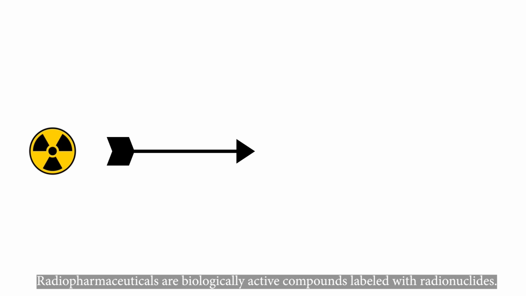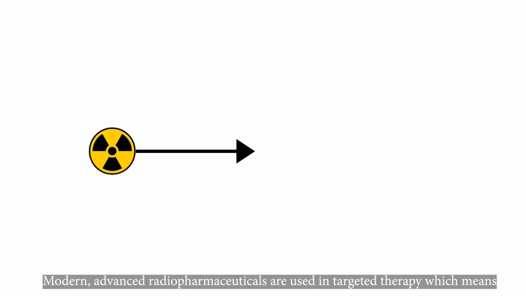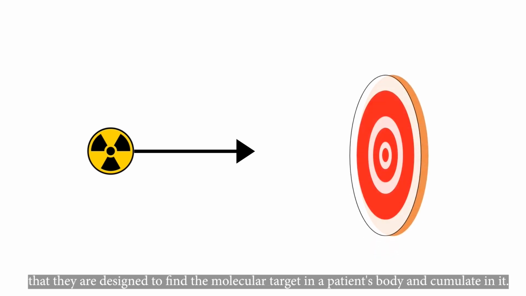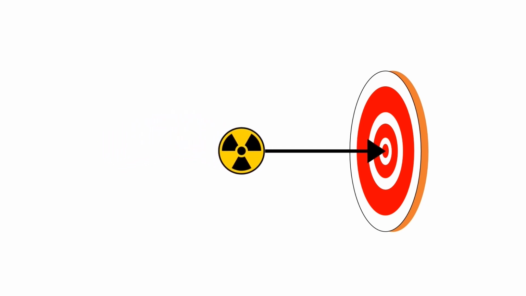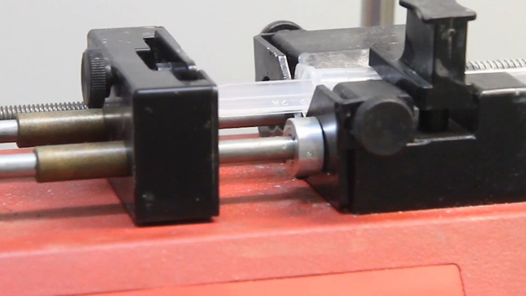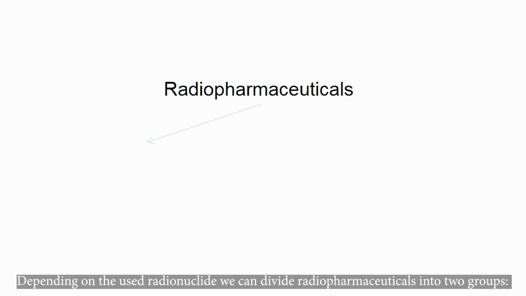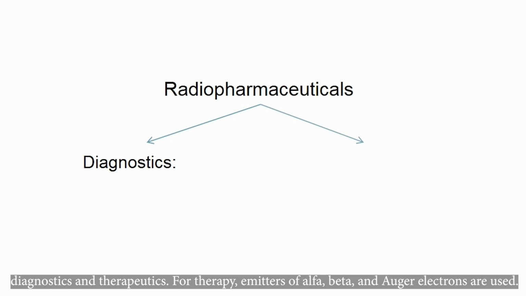Radiopharmaceuticals are biologically active compounds labeled with radionuclides. Modern advanced radiopharmaceuticals are used in targeted therapy, which means that they are designed to find the molecular target in a patient's body and accumulate in it. Depending on the radionuclide used, we can divide radiopharmaceuticals into two groups, diagnostics and therapeutics.